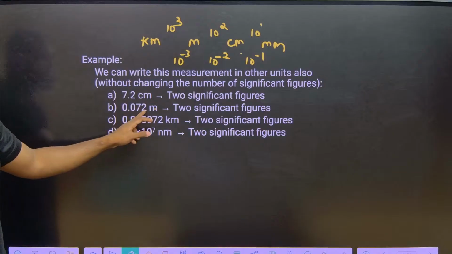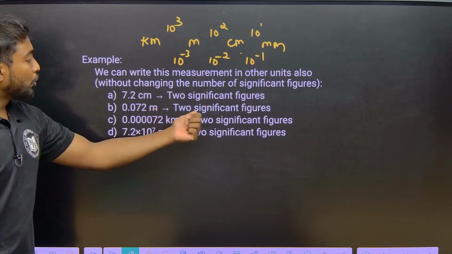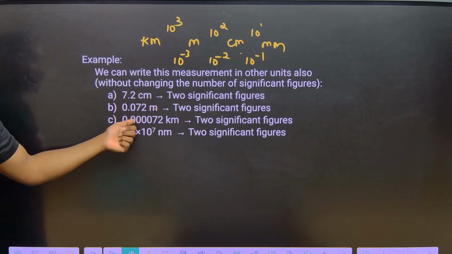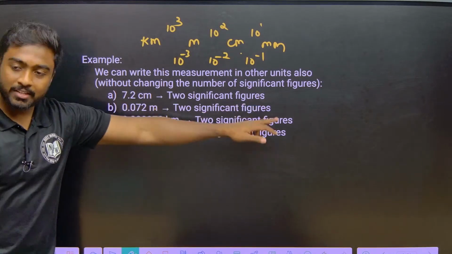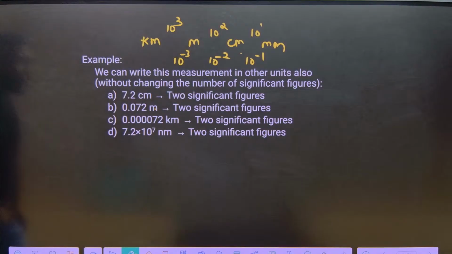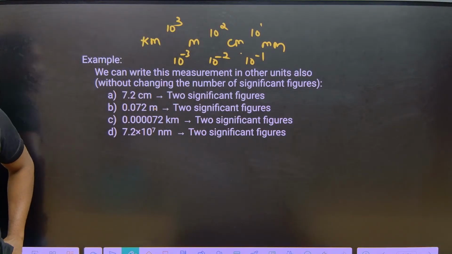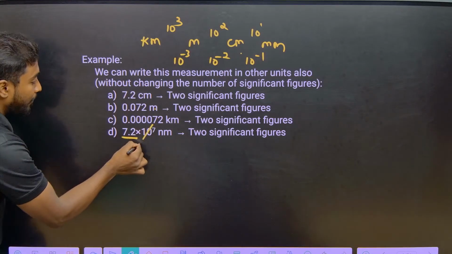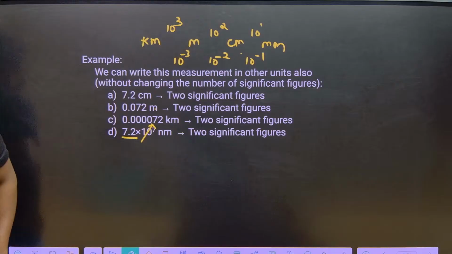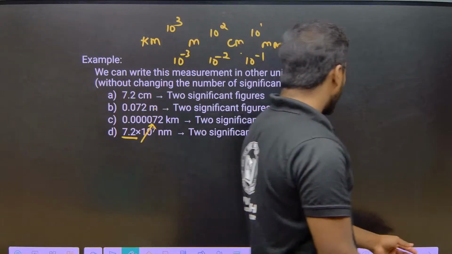So 0.072 meter, 2 significant. Again 0.000072 kilometer, 2 significant. What about the last one, 7.2 into 10 power 7 nanometer? This also has 2 significant. So this is 2 significant and powers are not counted. The exponent values are not counted. Any doubt in this?